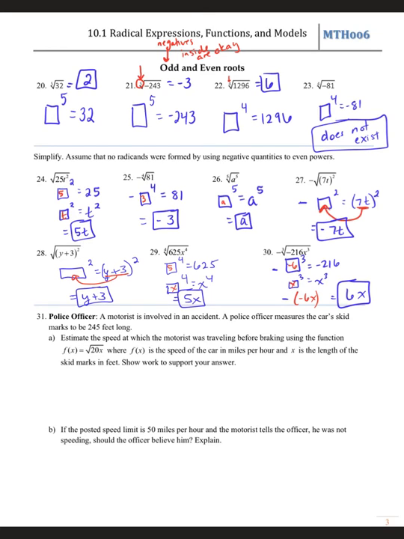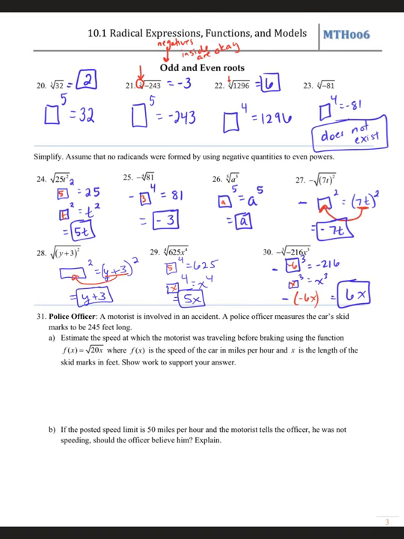Okay, the last thing we are looking at is number 31. It says a motorist is involved in an accident. A police officer measured the car's skid marks to be 245 feet long. Estimate the speed at which the motorist was traveling before braking using the function f of x equals the square root of 20x, where f of x is the speed of the car in miles per hour and x is the length of the skid marks in feet. Show work to support your answer.